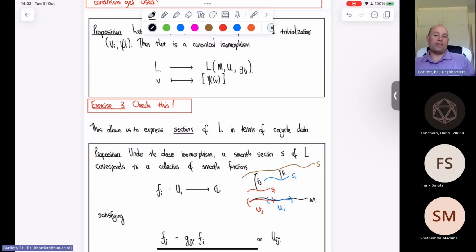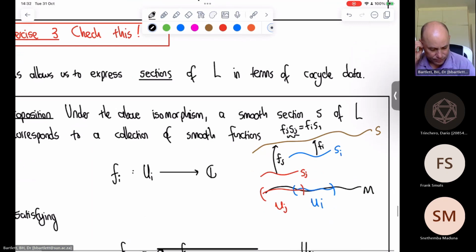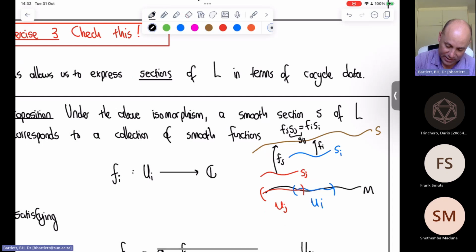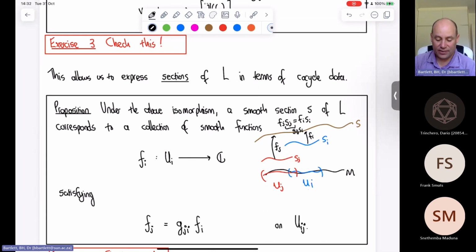Because s is a globally defined thing, over here we would have to have that fj sj must equal fi si. And that tells us that, on the other hand, sj is gij times si. So that tells us that fj has to equal gji times fi, because I've got to divide by gij. So that's quite nice. We've got an explicit way of talking about sections as well. It's just good old-fashioned functions, a collection of functions on these open sets.